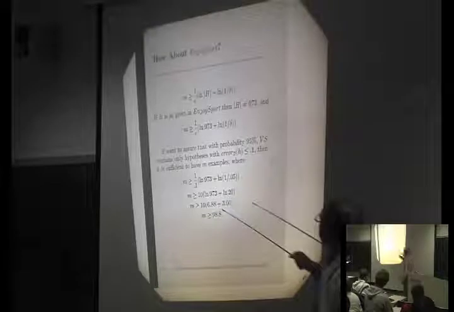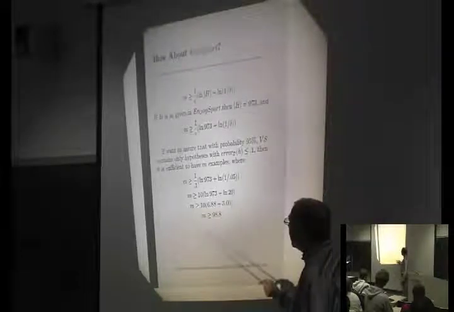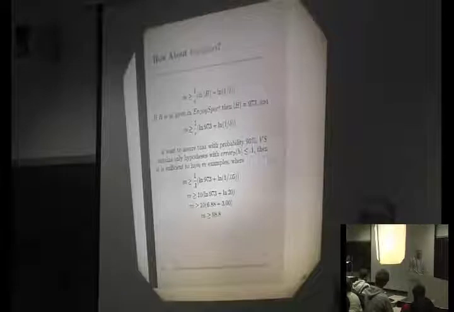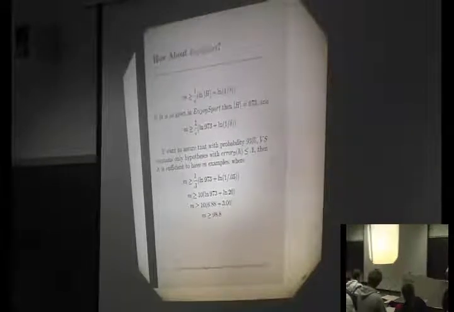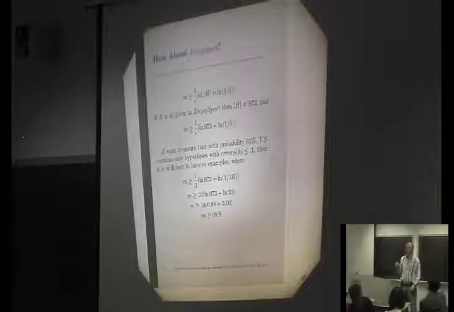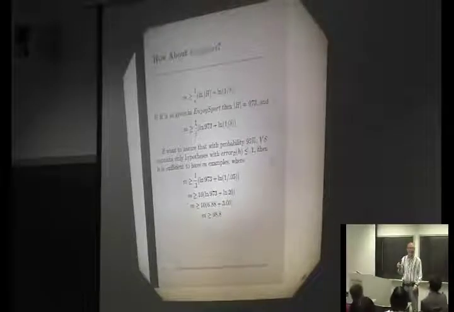You plug in the numbers and you get 98.8 examples, so you need at least 99 examples. There's only one problem. Do you remember the size of the input space? 96. So you need more examples than the size of the input space. It's kind of not a very useful result, is it?